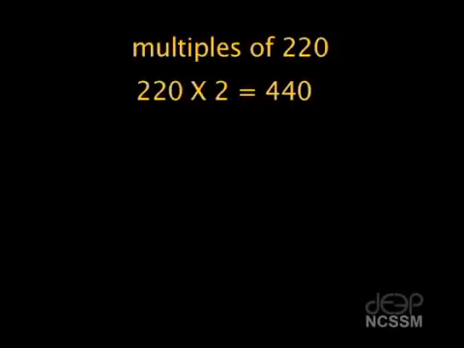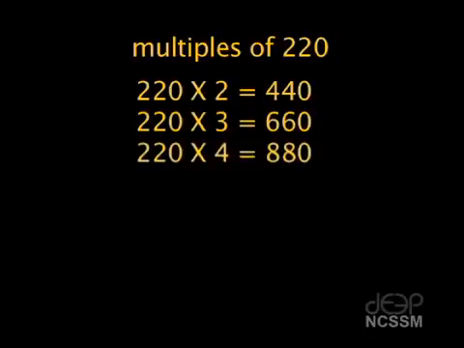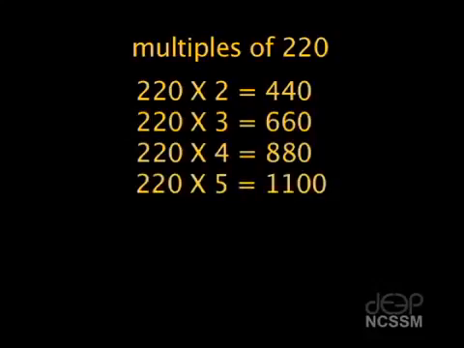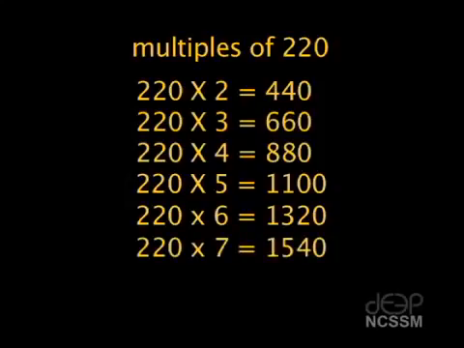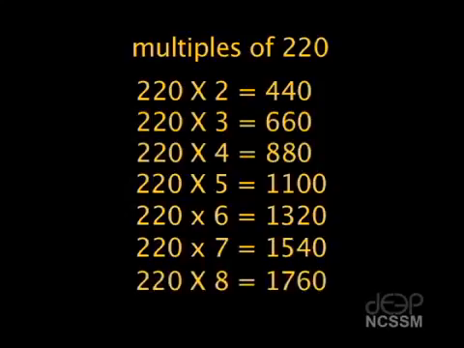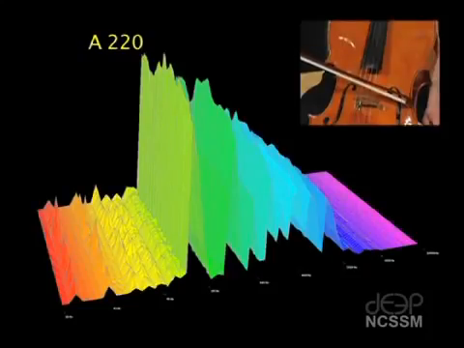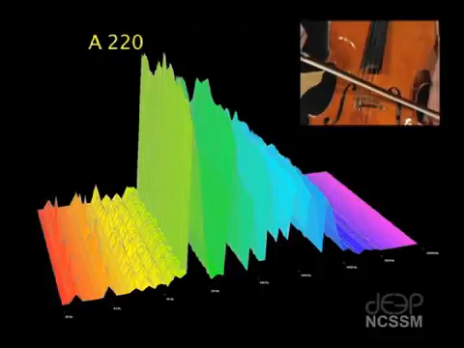Multiples of 220 include the following numbers. 220 times 2 equals 440. 220 times 3 equals 660. 220 times 4 equals 880. 220 times 5 equals 1,100. 220 times 6 equals 1,320. 220 times 7 equals 1,540. 220 times 8 equals 1,760. Look again at the 3D representation of the cello's A220.